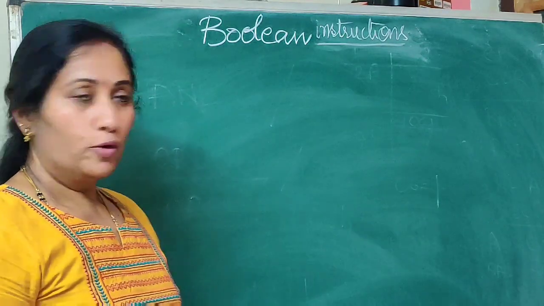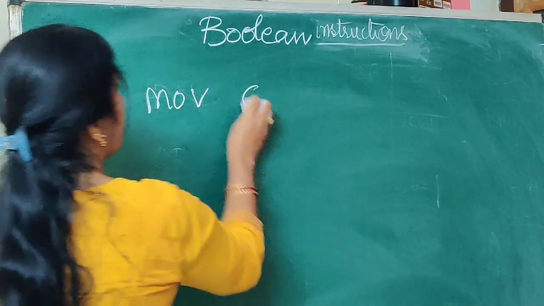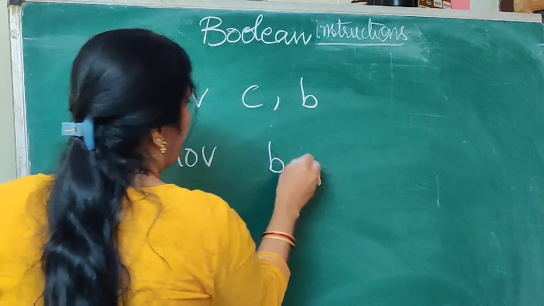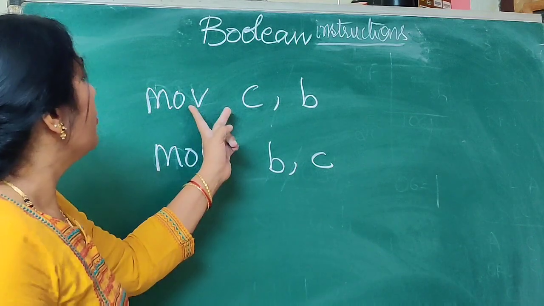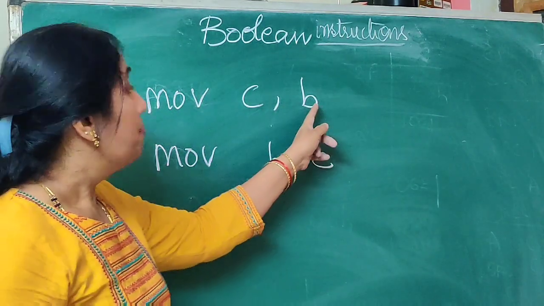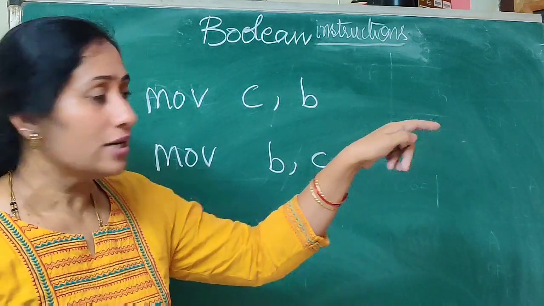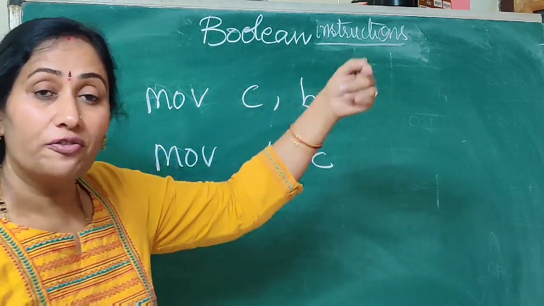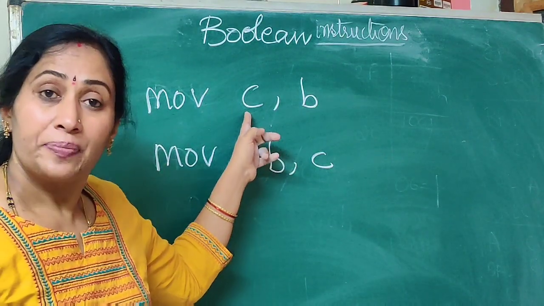We have in the Boolean instructions the data transfer instructions, that is MOV C, B and MOV B, C. What is the data transfer instruction? What we are doing over here is transferring a bit. B stands for the bit address. The content of that particular location will get transferred to the carry flag.